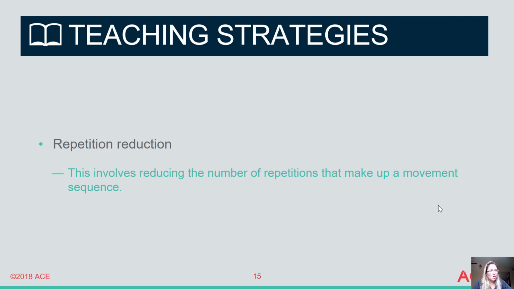The next one is called repetition reduction. So this involves reducing the number of repetitions that make up a movement sequence. So for example, let's say I'm doing step aerobics, and I'm going to do 8 knees on the right, and then switch and do 8 knees on the left, and then I go back to the right and I choose to do 4, and then 4 on the left, and then I go back to the right and do just 2 knees, and then 2 on the left, and then I go back to the right and do 1 and 1. So repetition reduction. So you're starting with, say, 8 reps of an exercise, going down to 4, going down to 2, and then going down to 1.